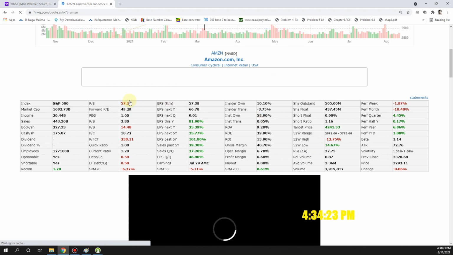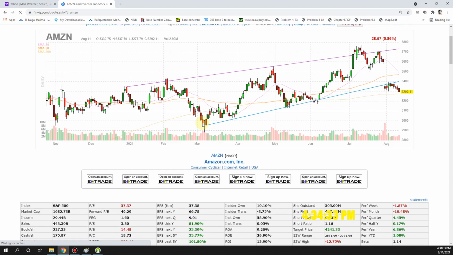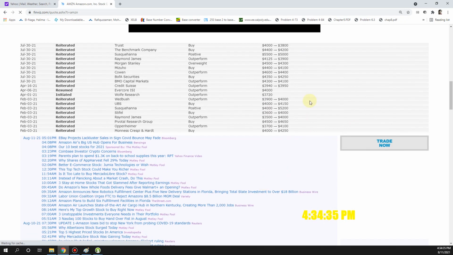Just look at the fundamentals, the PE and stuff like that, the forward PE. Look at the growth rate. You can do the discounted cash flow method, stuff like that, to calculate the intrinsic value of Amazon. Don't always rely on this price action.